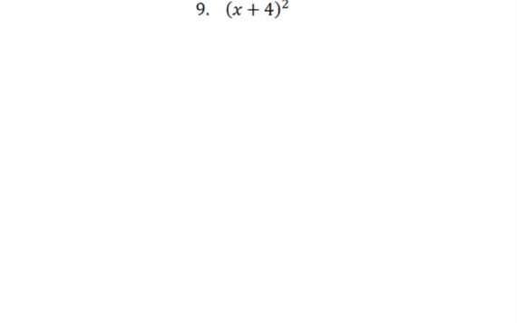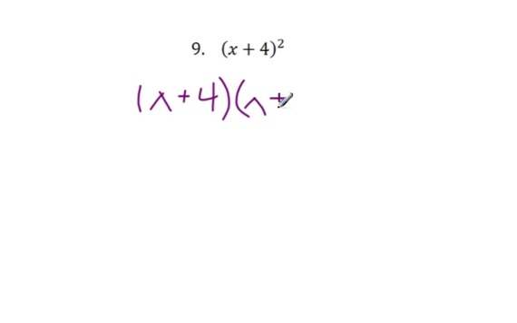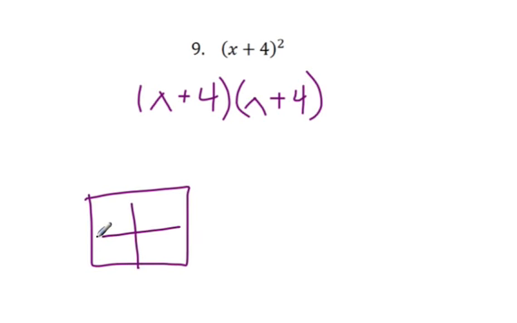Next, let's take a look at number 9. Please don't make the mistake of distributing in the exponents on number 9. Okay, I want to make sure you know that x plus 4 squared is the same as x plus 4 times x plus 4. So then what we're going to do is multiply that out.